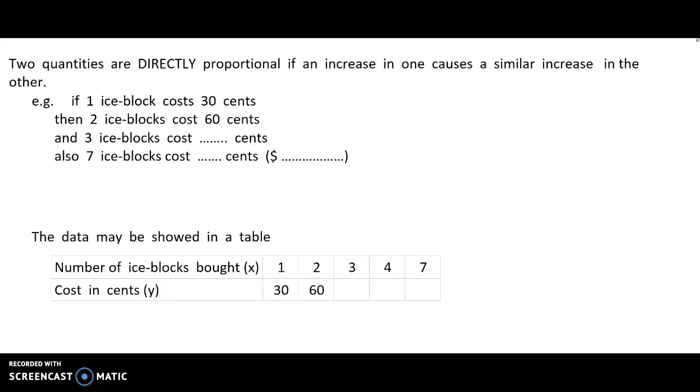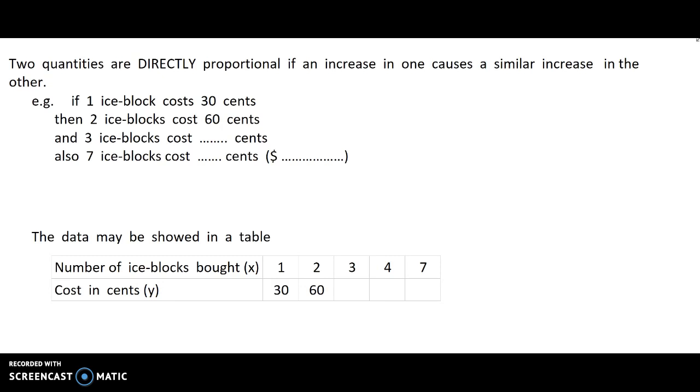Okay, today we're going to look at proportionality. If you remember from the past years or from all this time of doing maths, you would know that anything that is directly proportional to each other means that if one quantity is increased, then it causes a similar change or similar increase in the other quantity.